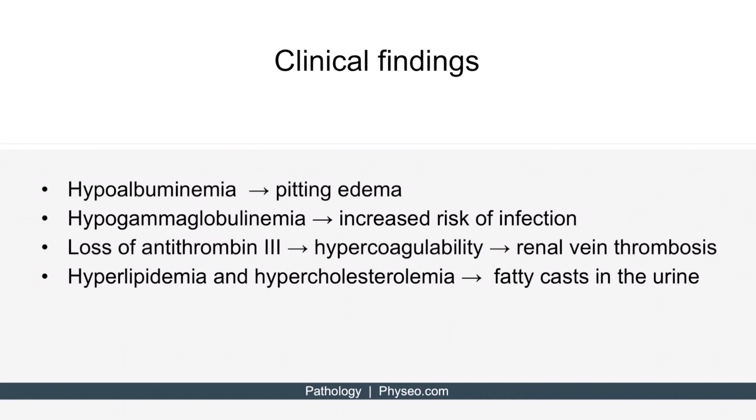in the liver, leading to hyperlipidemia. Impaired lipid metabolism due to decreased lipoprotein lipase also contributes to hyperlipidemia. So, in response to the nephrotic syndrome, picture the liver trying to produce more lipids. And overall, the patients will have hyperlipidemia and hypercholesterolemia, and that presents as fatty casts in the urine.